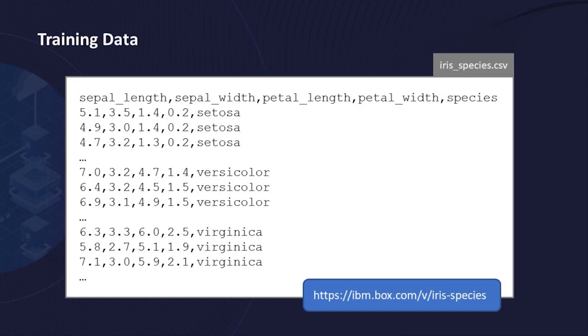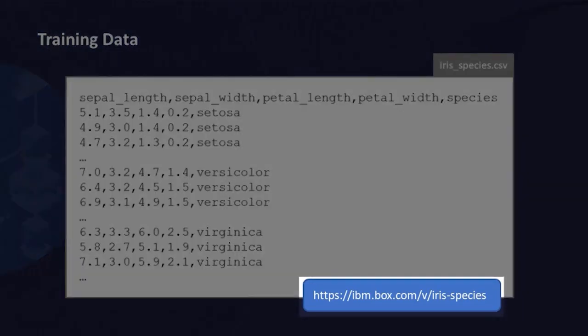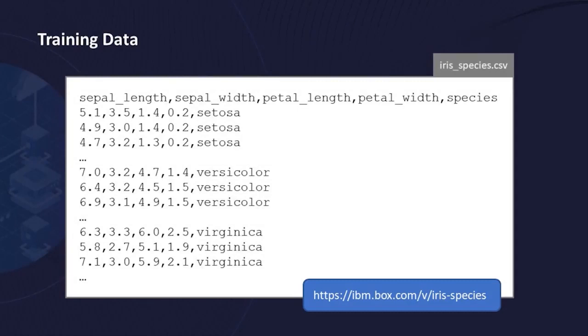The dataset itself only has 150 rows, 50 of each species. I've got a link to a CSV file here if you'd like to try this out yourself, but if you Google it, you'll find it in a lot of different places. For example, it's available on Kaggle, which is a data science community.